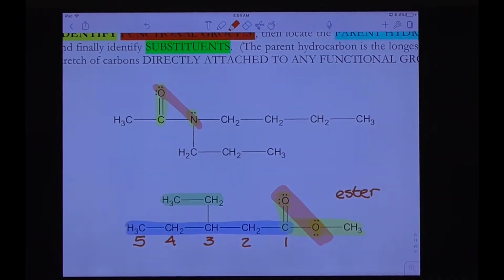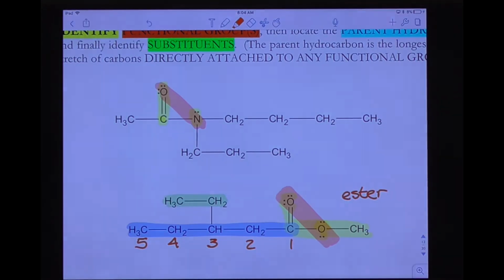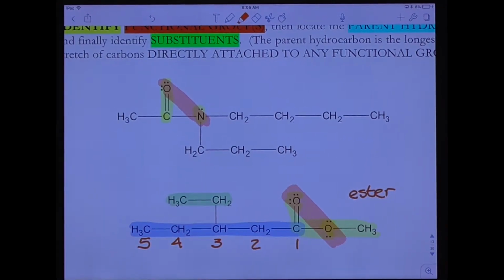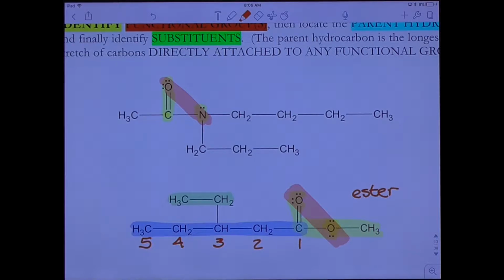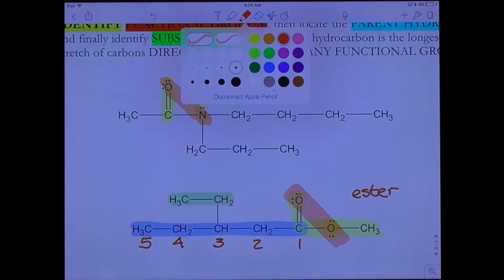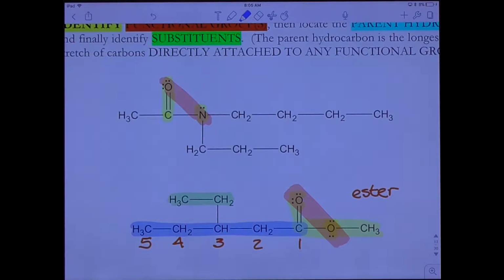So with an amide, the oxygen and nitrogen attached to that carbon are both part of the functional group structure, but I'm not going to include the carbon because that's part of the parent hydrocarbon as well. So that's what you can think of. Should I highlight it both ways or just leave it like this? I don't know. But there's your parent hydrocarbon. The parent hydrocarbon has to include the carbonyl carbon, even though that might not be the longest continuous carbon chain. The rest of these are substituents, so I'm going to fearlessly highlight them green.